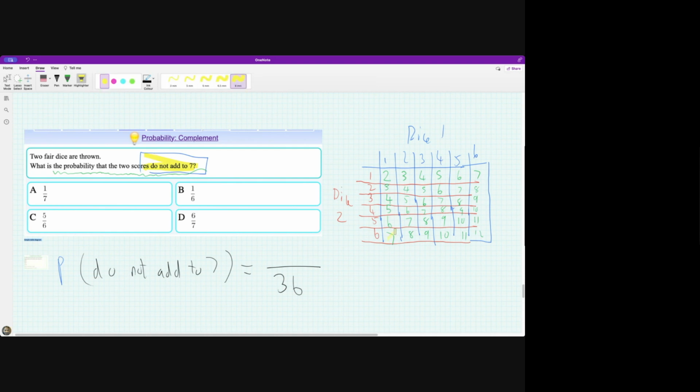Well, I can see that these are the ones that add up to 7. And there's 6 of them. All the other ones do not add up to 7. And so we would say that there's a 30 out of 36 chance of the sum not adding up to 7. But there's no option that's 30 out of 36. So which one would you choose? This is the same as 5 out of 6, which is this one here.